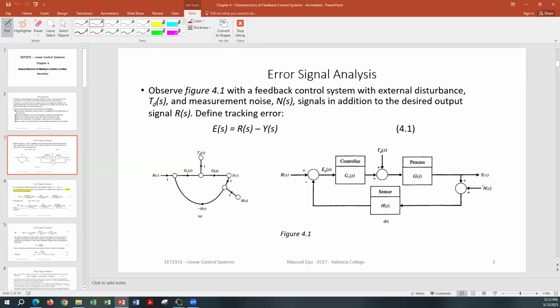And when you convert that into the signal flow graph, then you have the signals given as the nodes, of course. You have R(s), you have N(s), you have T_D(s), and then you have Y(s), and then you have the branches, and the weights of those branches are the transfer functions in the block diagram.